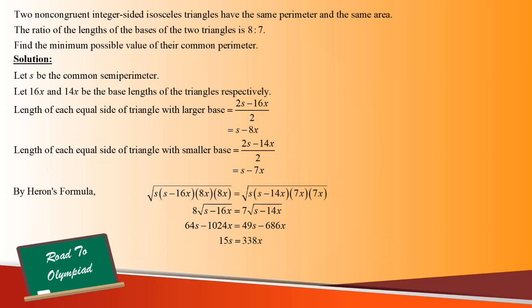Since 15 and 338 have no common factors other than 1, in other words, they are relatively prime, in order for the equation to hold, the smallest semi-perimeter s we can have is 338, which corresponds to x equal to 15. Thus, the smallest common perimeter of the triangles is 676, and this marks the end of our first solution.